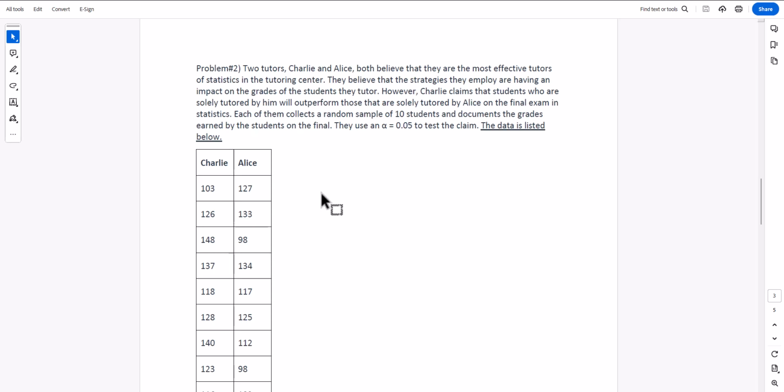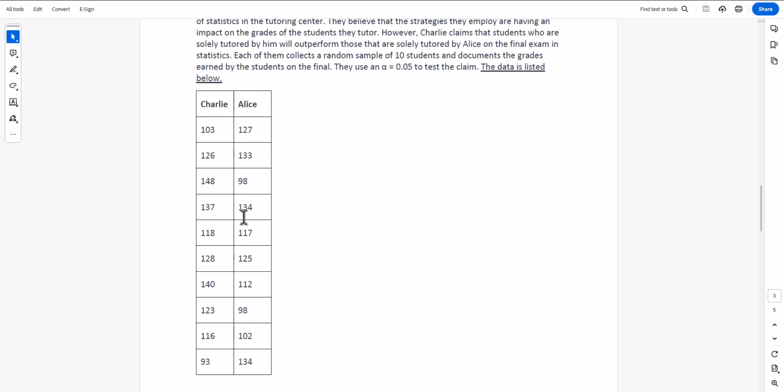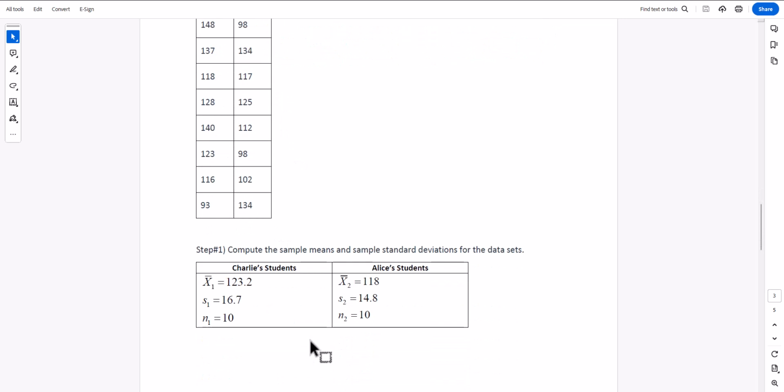on the final exam. Each of them collects a random sample of 10 students, documents the grades earned on the final, tested claim, alpha is 0.05. So for this problem, we are given data. First, I'll show you how to work it out by keying in the formula.